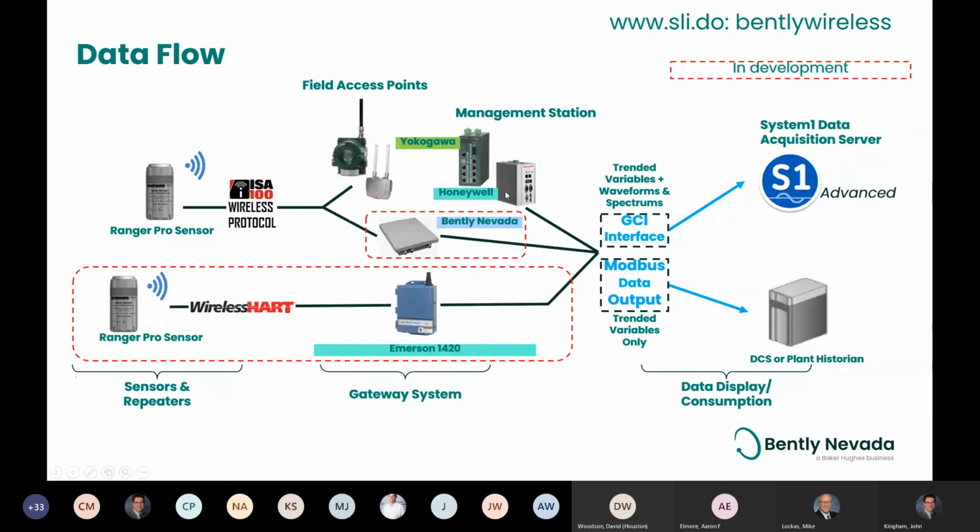So under development, we have, by popular demand, wireless HART radios coming. I believe that they are coming in August. And they'll be using the Emerson 1410 or 1420 gateway. And so it doesn't have the field access point and the gateway is just built all in one. Again, you can get your Modbus data out to your DCS and plant historian, and you can take the rest of the data to System 1.